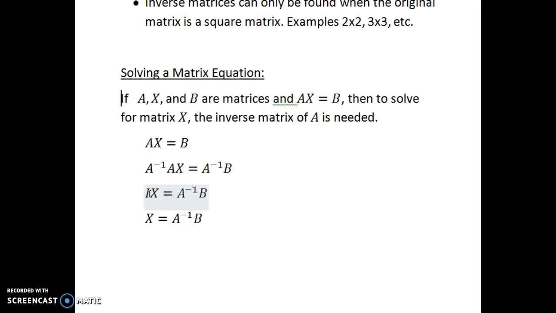So I have I times X on the left-hand side of the equation. Any identity matrix multiplied with another matrix always gives you just the other matrix, so IX equals X. On the right-hand side, the inverse of matrix A multiplied with B, I would do on a calculator or technology, and it'll give you some sort of resulting numeric value. So if I want to solve an equation that involves 3 matrices, AX equals B, the answer is found by X equals A inverse multiplied with B.